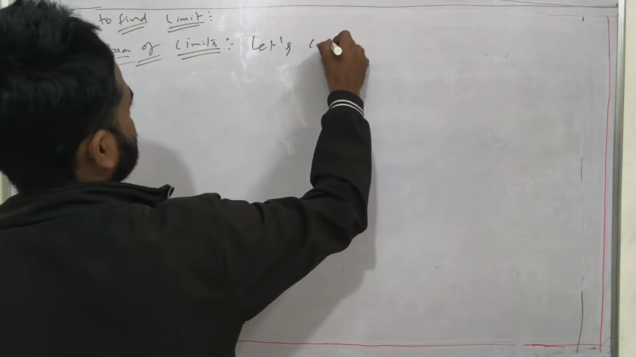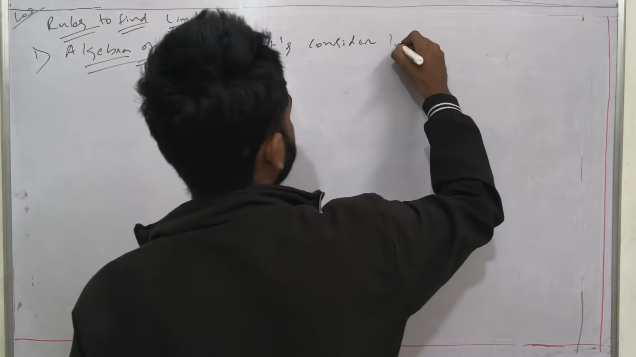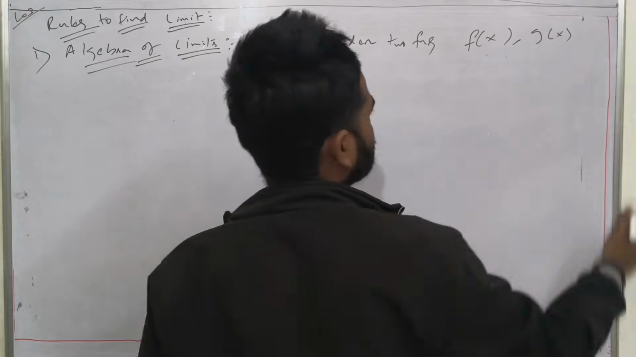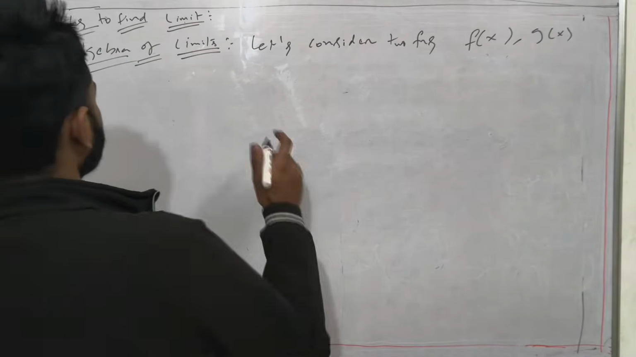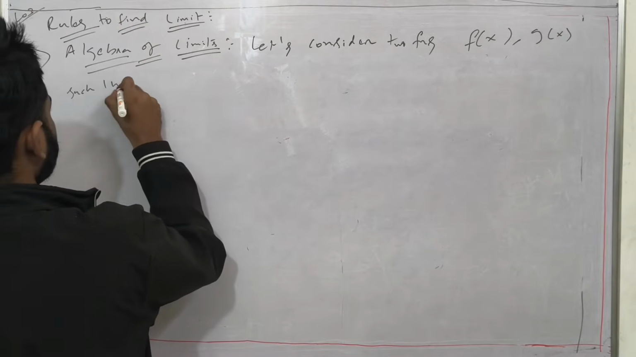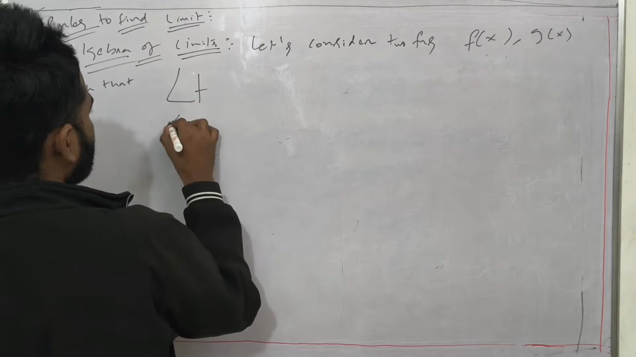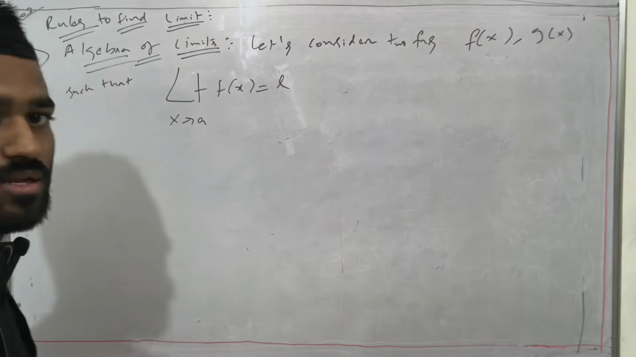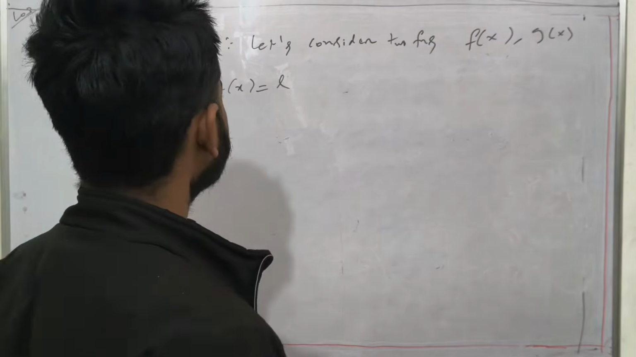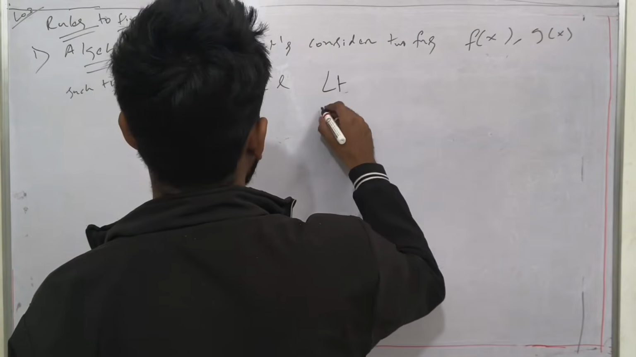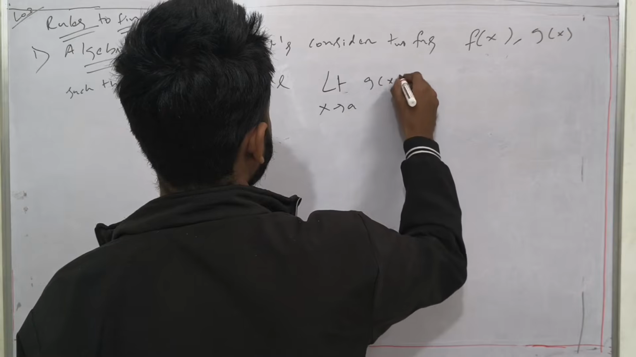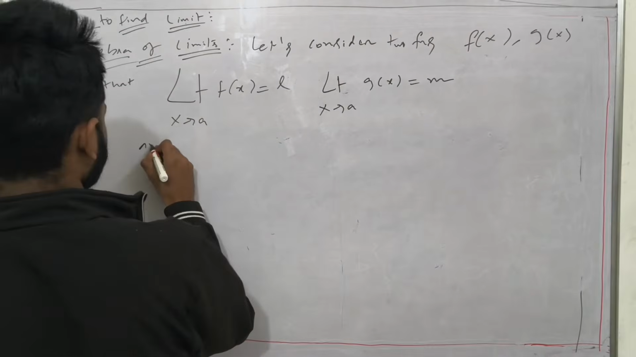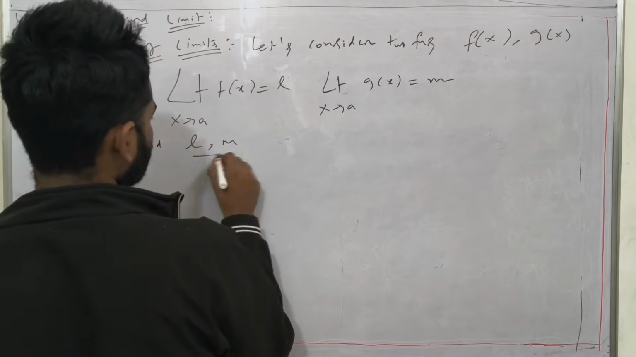Let's consider two functions f of x, g of x, such that limit x tends to a f of x equals l, and limit x tends to a g of x equals m, and l, m are adjust.